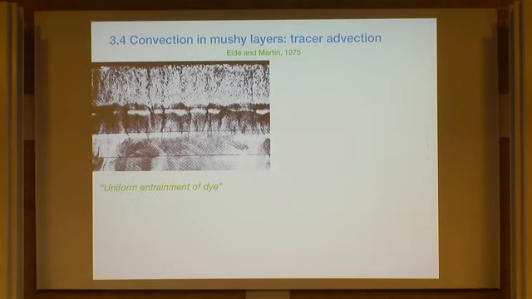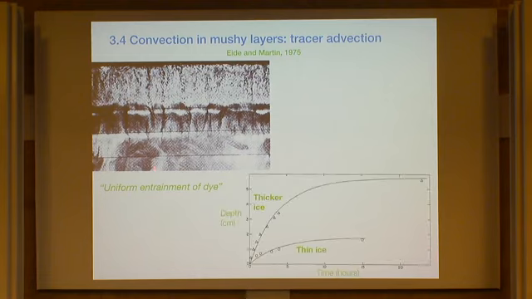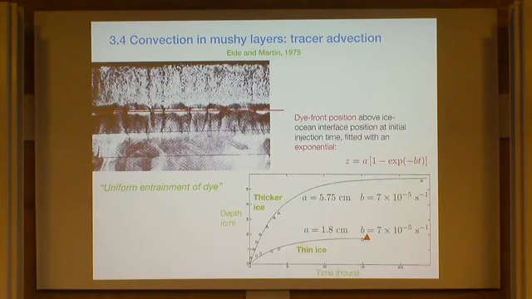Okay, so we can use the injection of tracers to test these ideas. This is some experiments from the 70s. What the experimenters did, they grew some ice, then after it had grown a bit, they injected dye into the liquid underneath, and they observed what they called uniform entrainment of dye into the ice. And they measured the position of the dye front as a function of time. They fitted these exponential curves, but said they didn't have a theory to explain this.